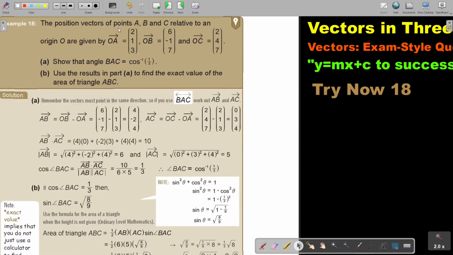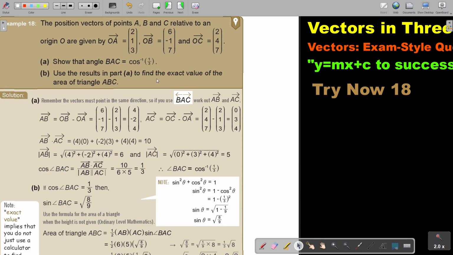The position vectors of points A, B, and C relative to the origin are given as OA, OB, OC. Show that angle BAC is cos inverse of a third. Now this is like we did there with the inverse function. Actually, that is the ratio. If they write it like this, we swap that, that's the ratio. So the inverse, of course, is a third. Let's first stop there. Remember that vectors must point in the same direction. It's either out or in.